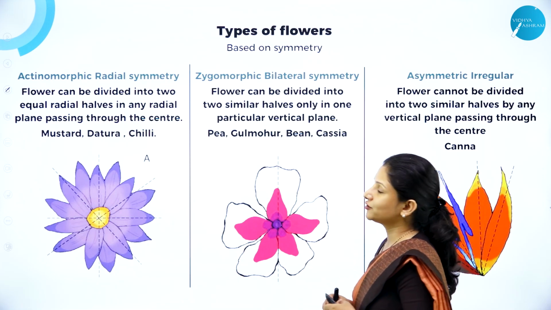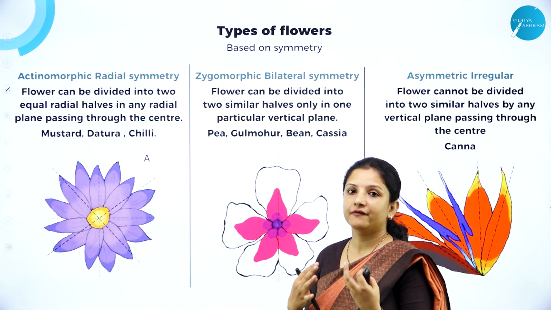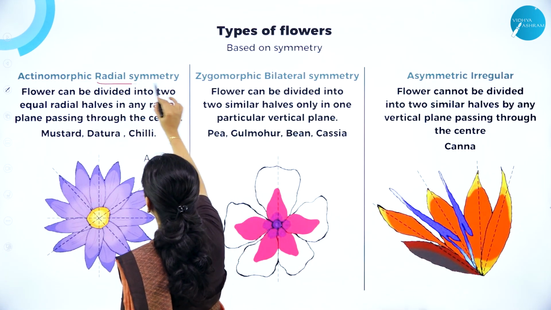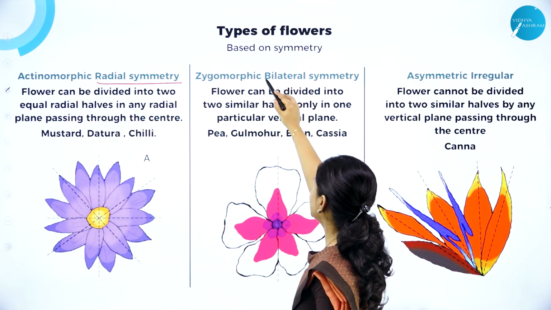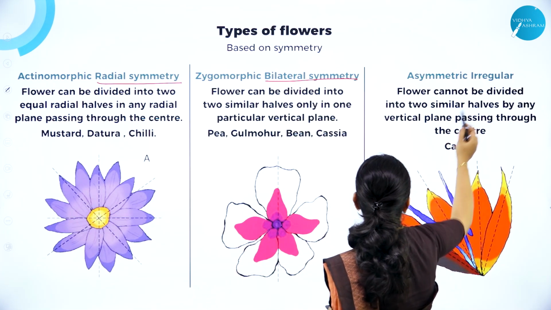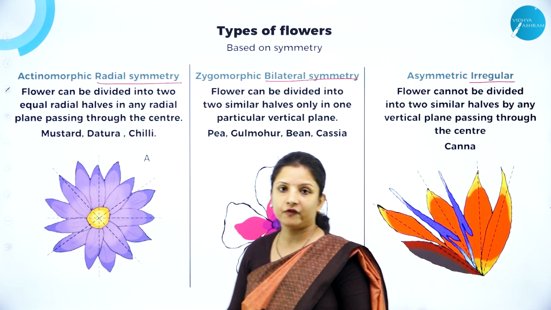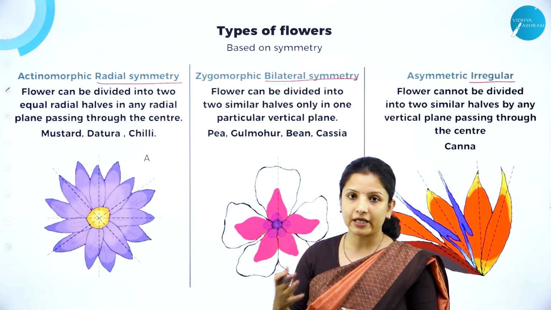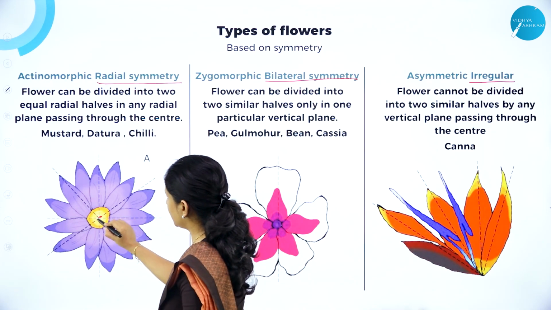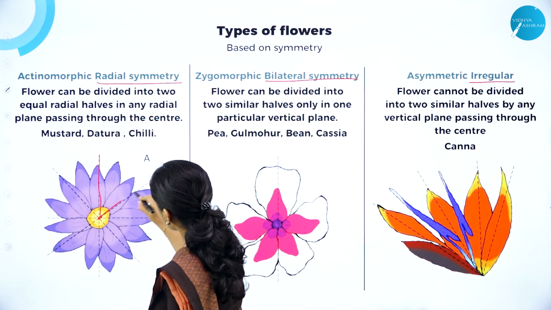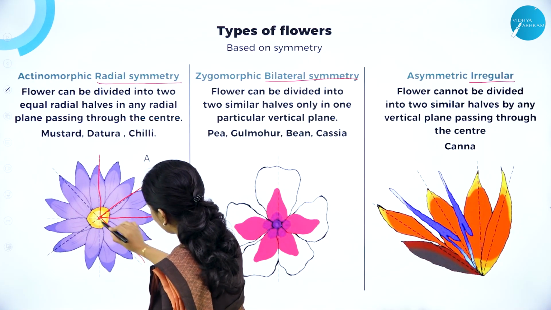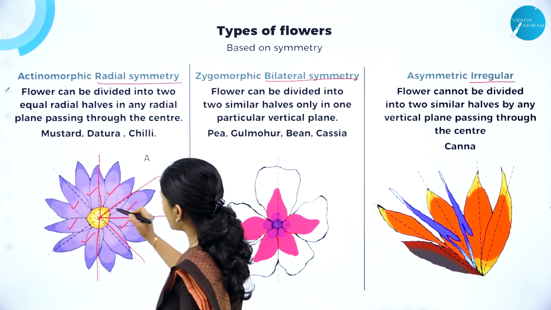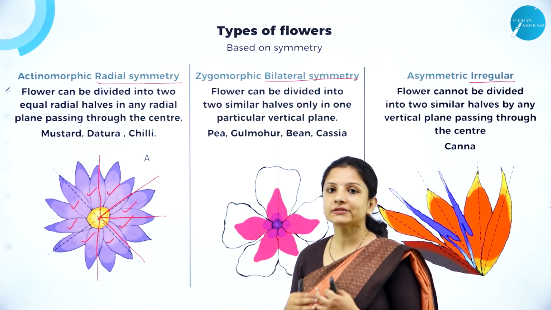Next, moving on to symmetry: how you can divide the flowers into equal halves. It is of three types: actinomorphic, which is radial symmetry; zygomorphic, which is bilateral symmetry; or asymmetry, which is irregular symmetry. Actinomorphic: here you can divide the flower into equal halves when you draw a line from the center point. For example, from the center we draw lines like how you cut a cake, so each half is similar to one another. That is called radial symmetry.